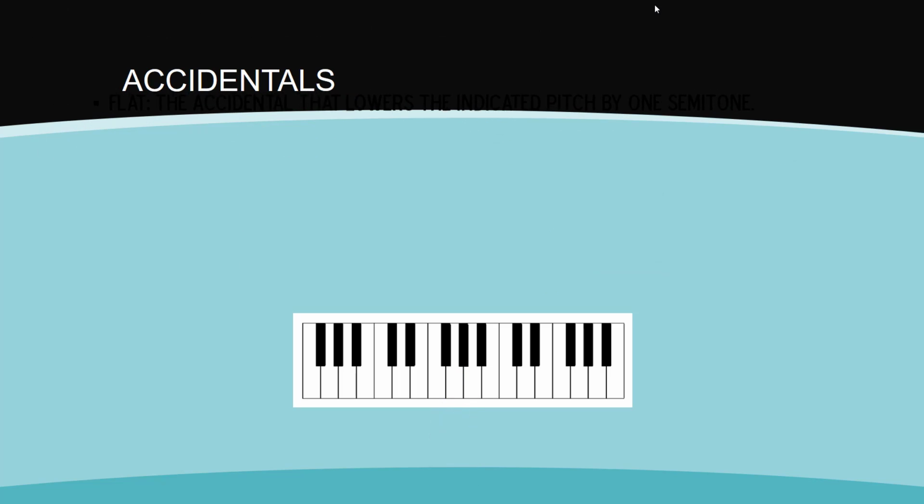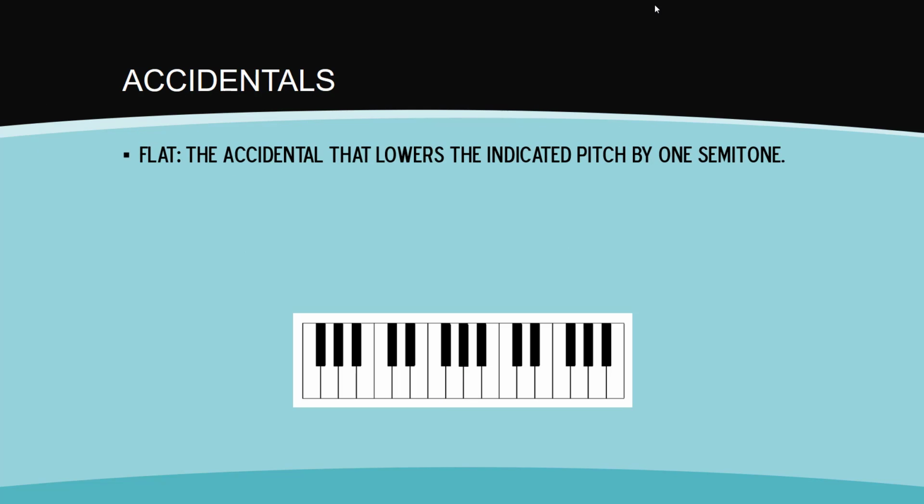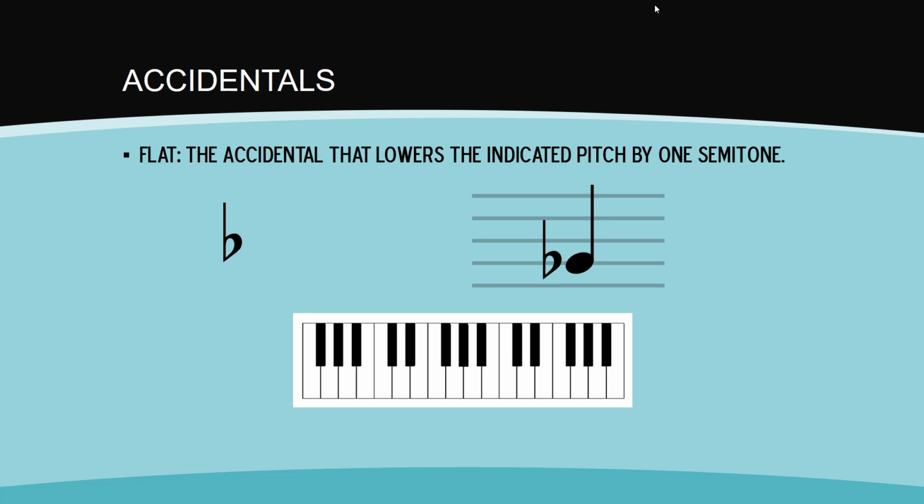A flat lowers the pitch indicated by a note head on the staff by one semitone. It moves the pitch in the opposite direction as the sharp. The symbol for a flat looks like this. Let's add a flat to the pitch G. Here's what G sounds like. And here's what G flat sounds like. It is slightly lower sounding.